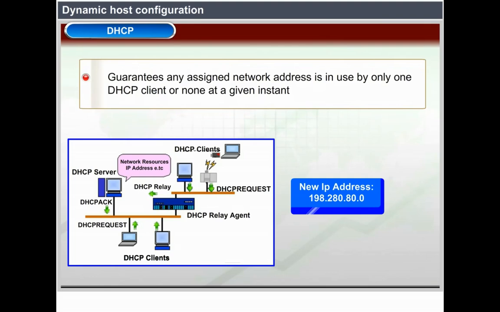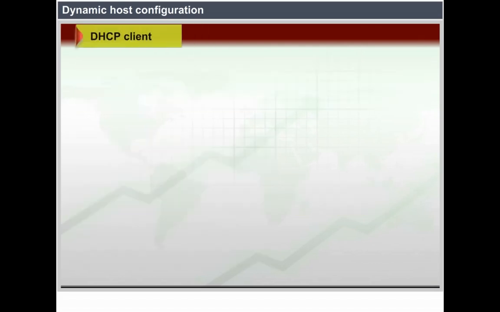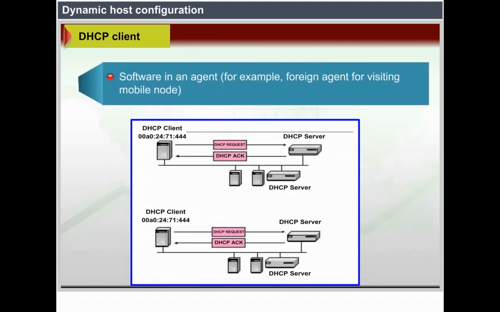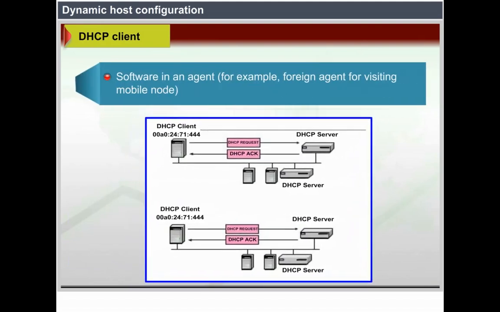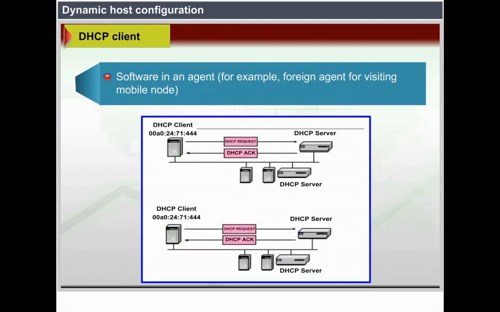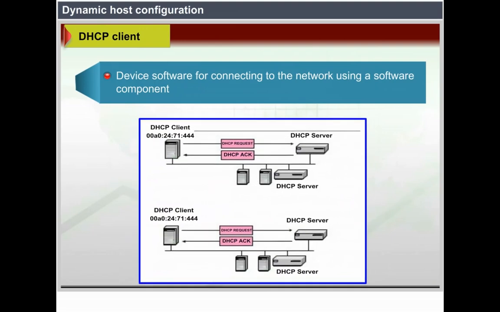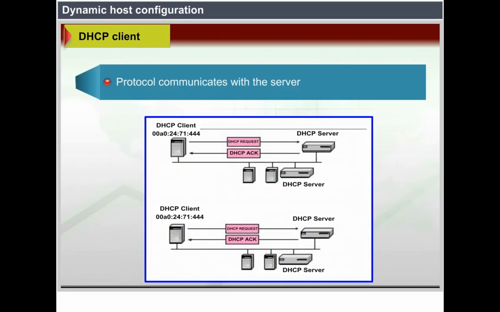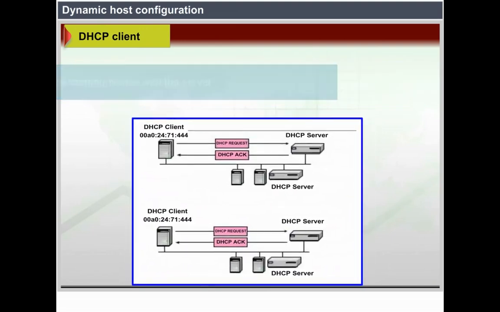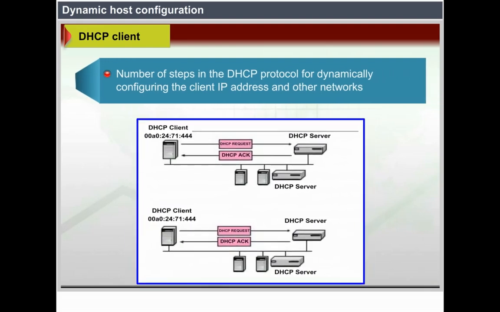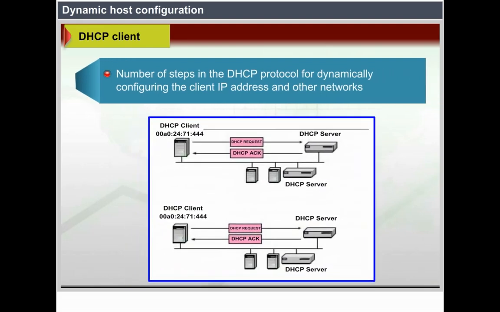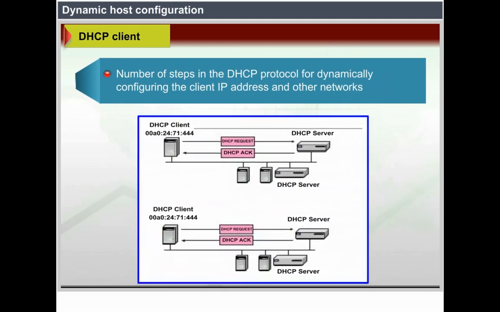and guarantees that any assigned network address is in use by only one DHCP client or none at a given instant. DHCP client. Software in an agent, for example, a foreign agent for a visiting mobile node. Device software for connecting to the network using a software component. The protocol communicates with a server. A number of steps in the DHCP protocol are used for dynamically configuring the client IP address and other network parameters.